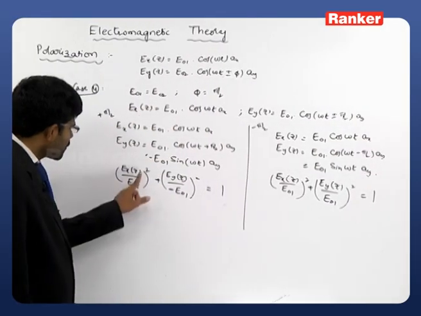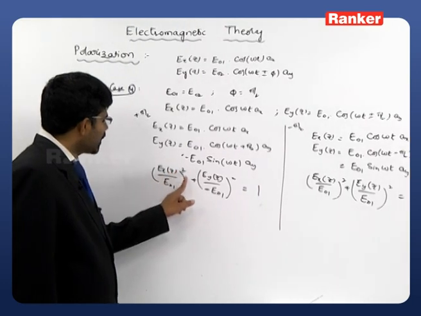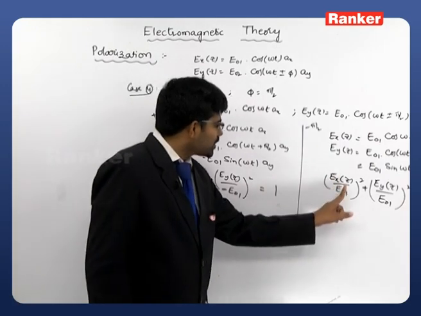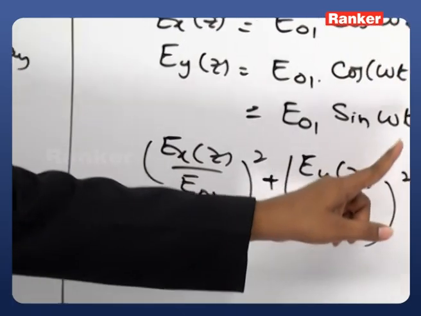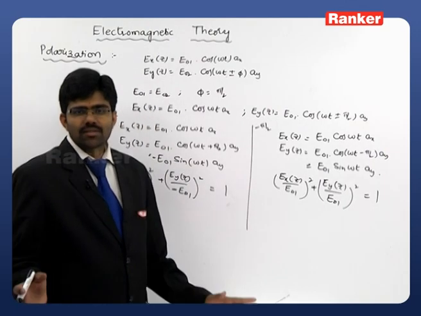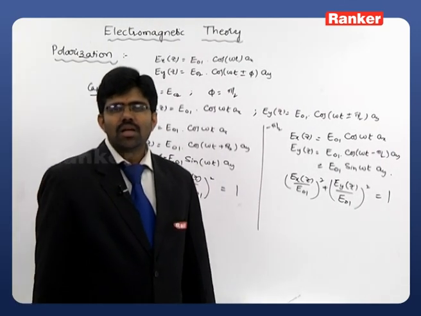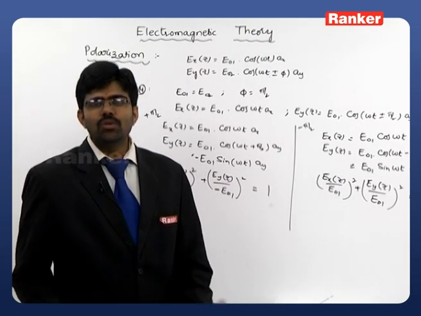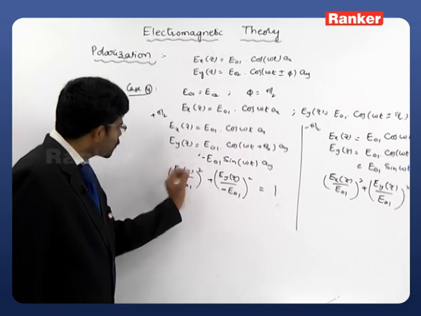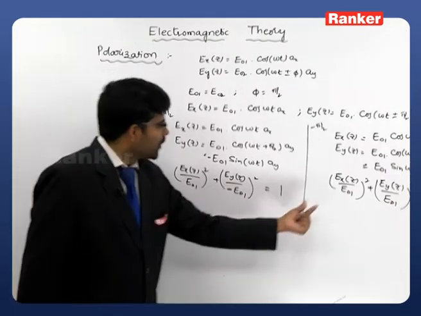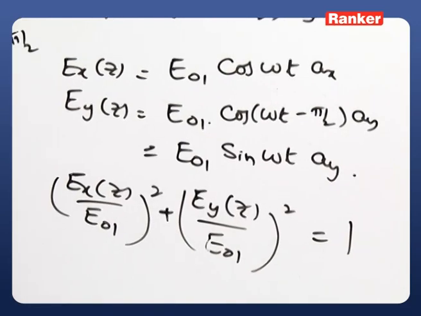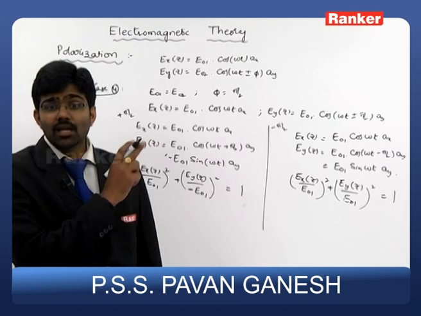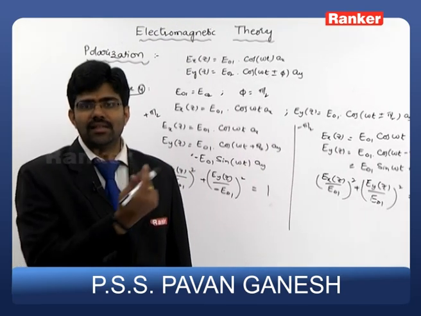Right? Now if you simplify this equation, Ex square of z plus Ey square of z is equal to E01 square. Here also it is Ex square of z plus Ey square of z is equal to E01 square. Just recollect the basic circle equation with center 0, 0 and some radius r: x square plus y square is equal to r square. So what can you interpret from these two equations? Clearly they are the same, and that gives us a resultant as a circle.